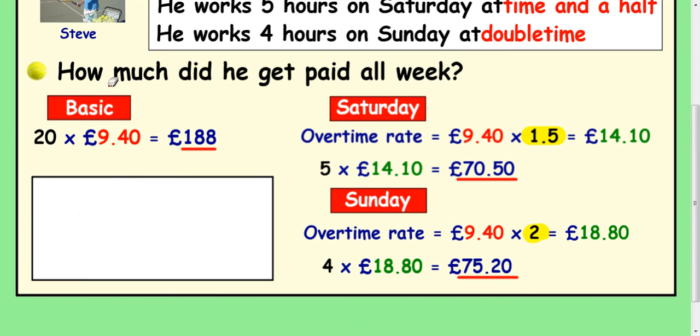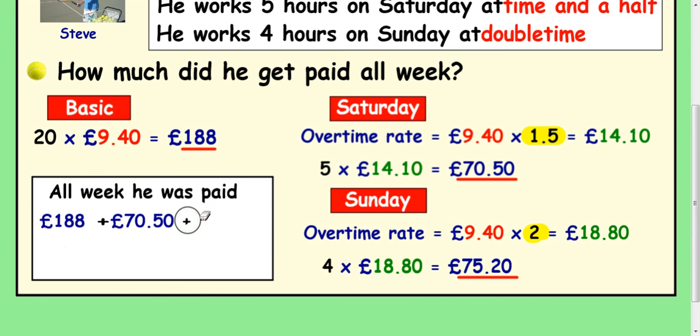So we haven't finished yet. It says, how much did he get paid all week? Well, he did this, and this, and this. So you have to add them all up. The 188, the £70.50 for Saturday, and the £75.20 for Sunday. And if you do that correctly, there's your answer.